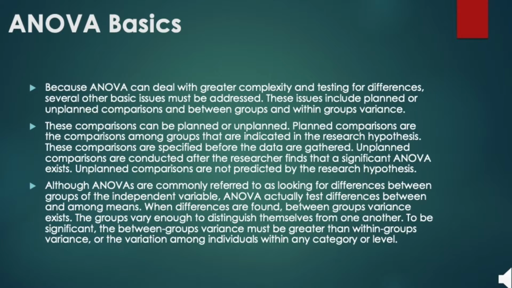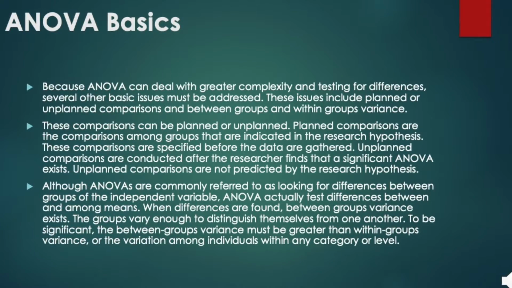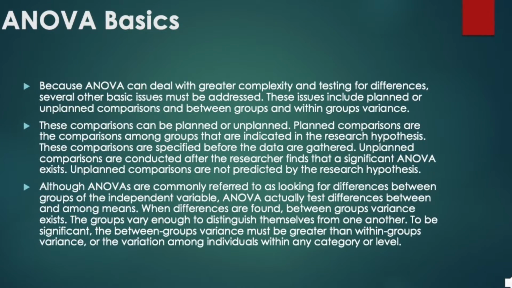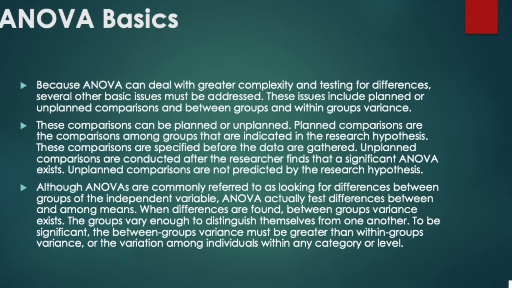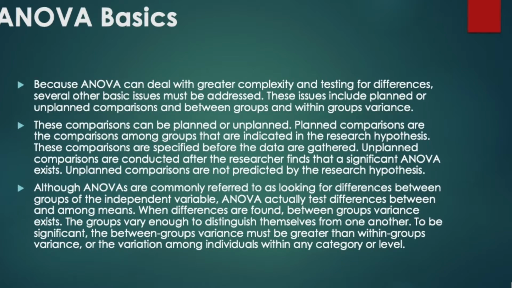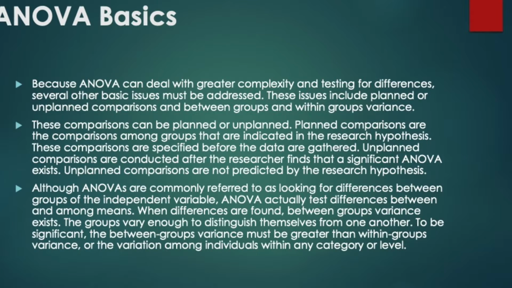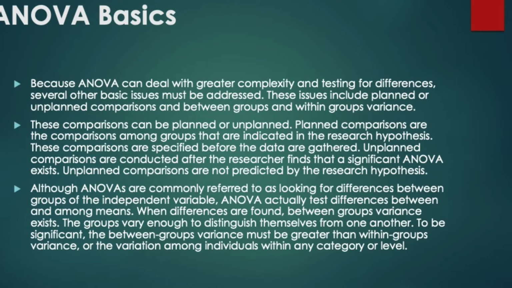Although ANOVAs are commonly referred to as looking for differences between groups of the independent variable, ANOVA actually tests differences between and among means. When differences are found, between groups variance exists. The groups vary enough to distinguish themselves from one another. To be significant, the between groups variance must be greater than the within groups variance, or the variation among individuals within any category or level.